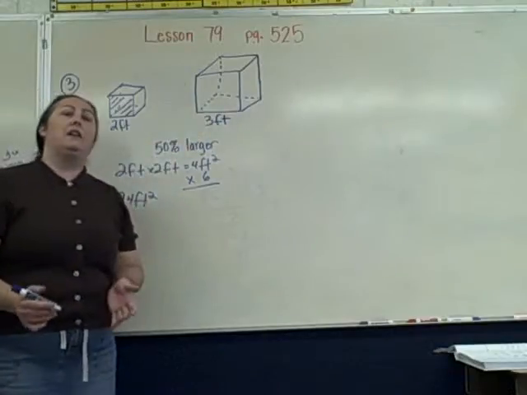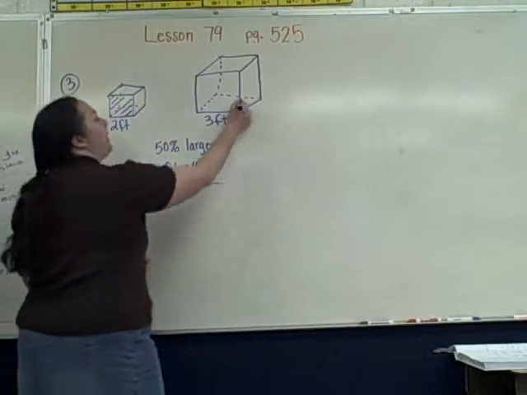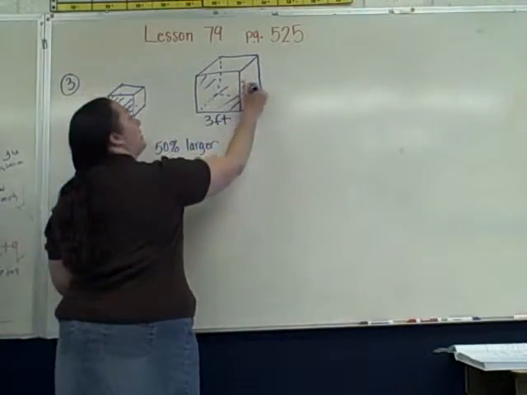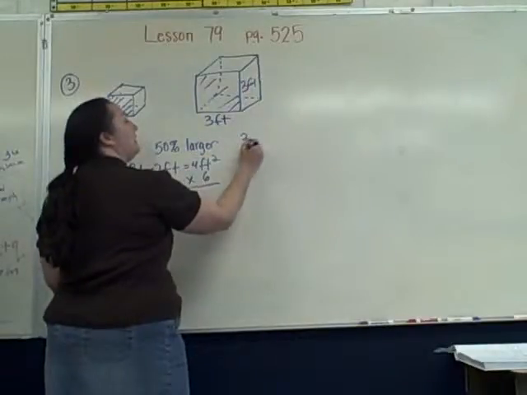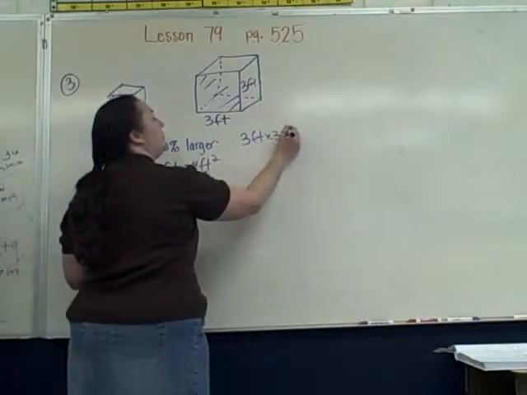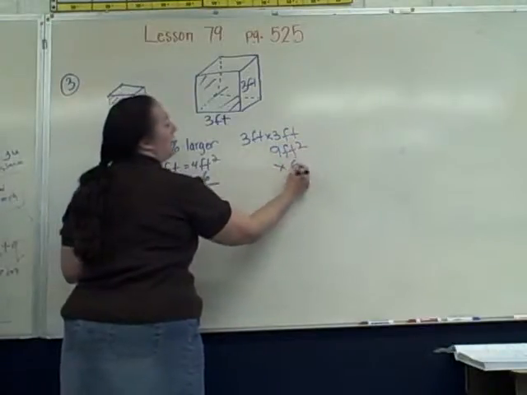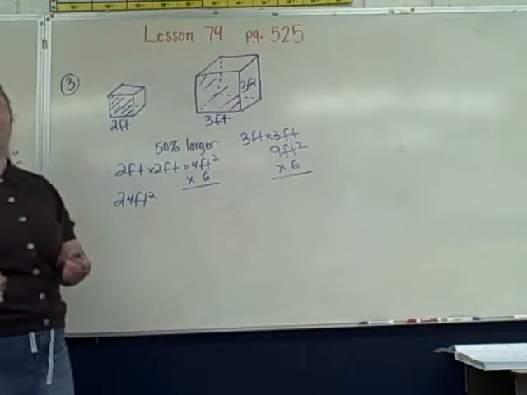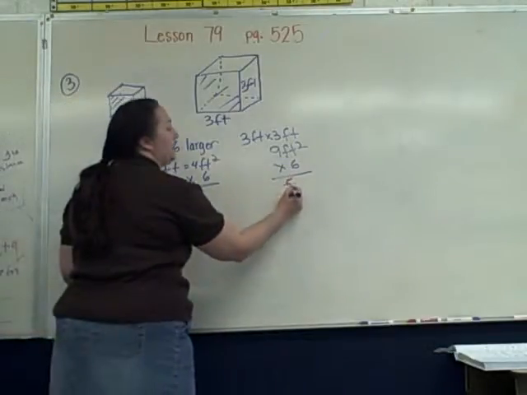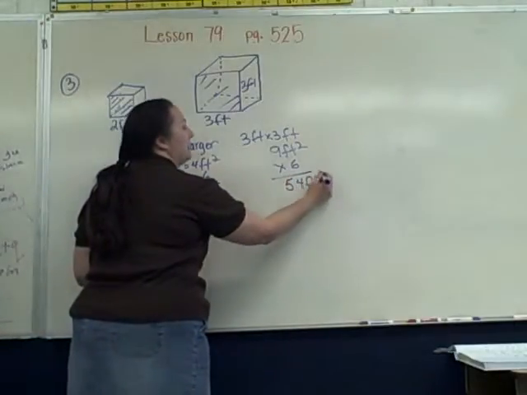The surface area of the larger cube is found by multiplying 3 feet times 3 feet, which is 9 feet squared. And for the same reason I multiplied that one by 6, I multiplied this one by 6 to get 54 feet squared.